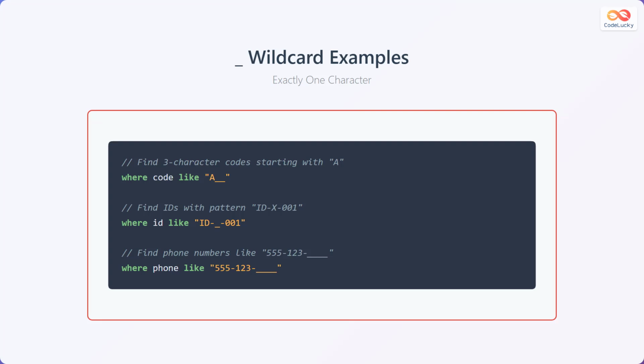The underscore wildcard provides exact character matching. To find 3-character codes starting with a, use where code like "a__". For IDs following the pattern ID-X-001, use where ID like "ID_001". Phone numbers like 555-123-4 digits can be matched with where phone like "555-123-____".